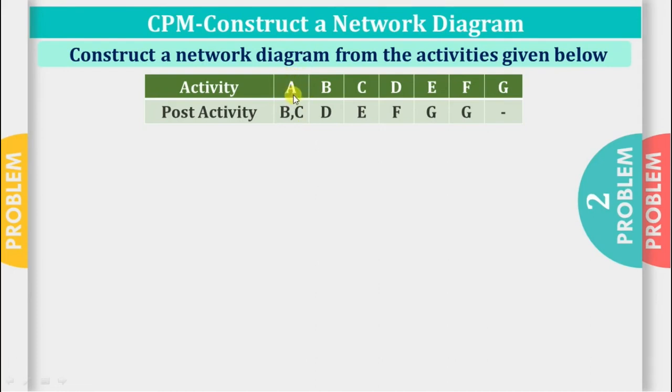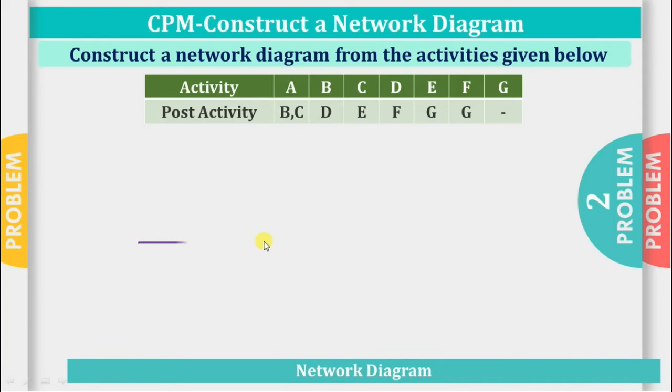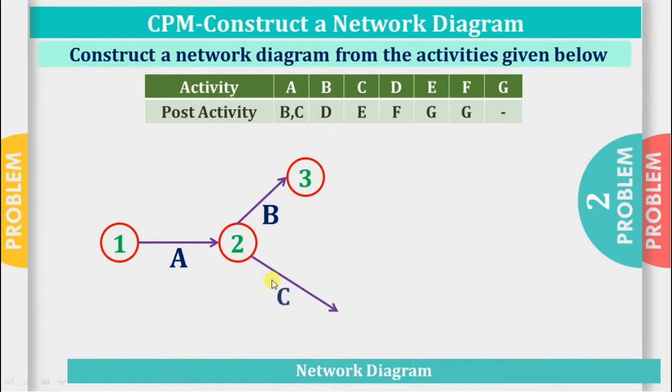First we'll draw activity A, draw arrow and start event, end event. Now post activity to A is B as well as C. So we'll draw B and C. Now the first condition is satisfied. Activity A has two post activities, activity B and C.